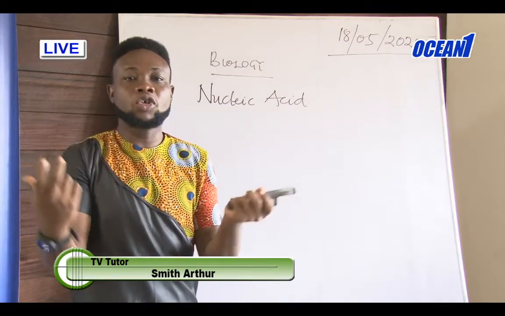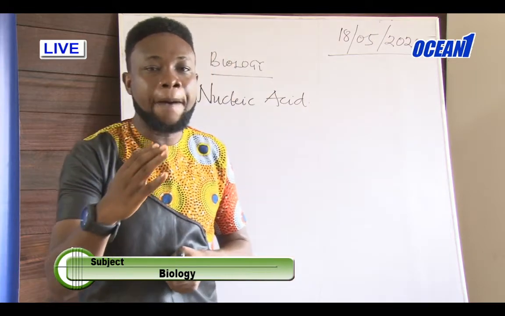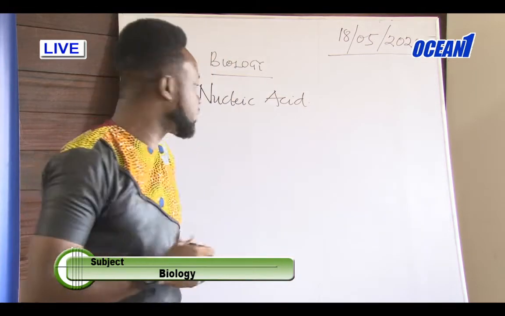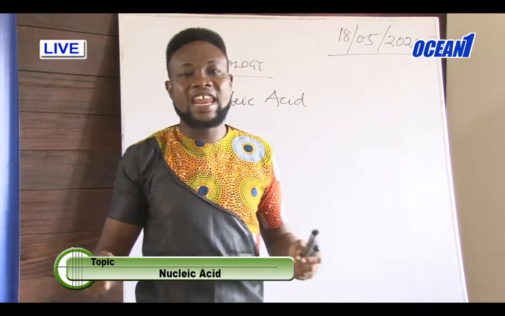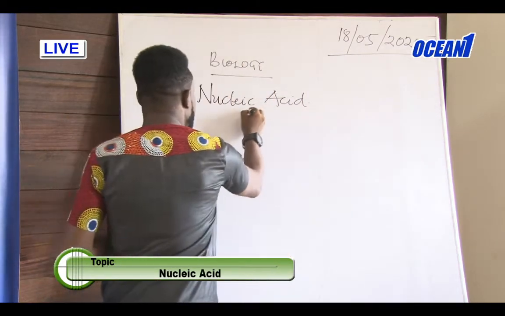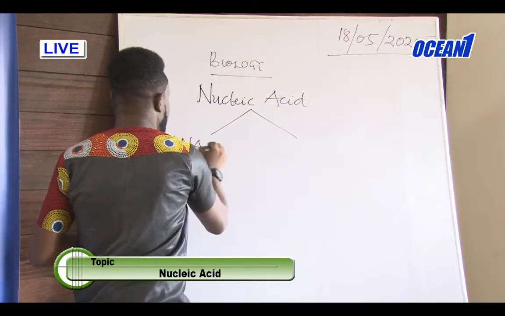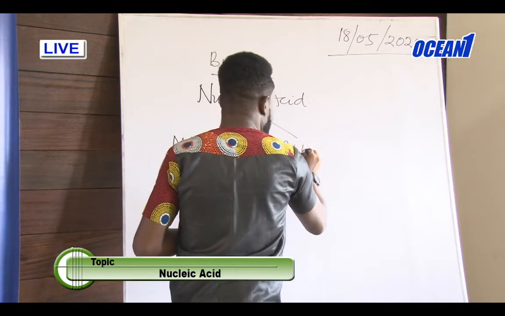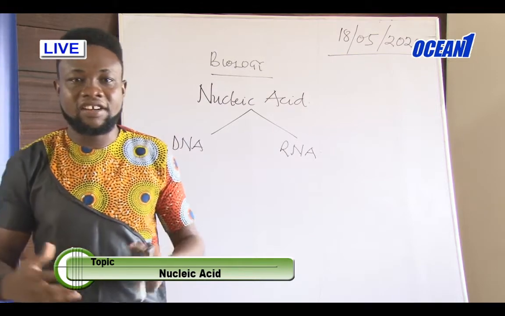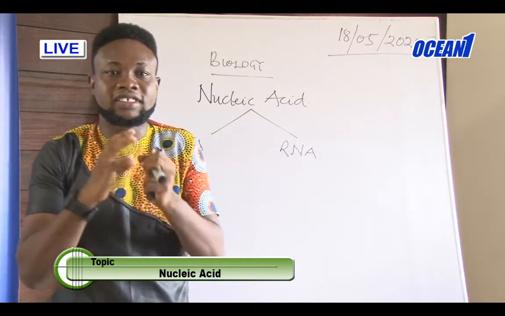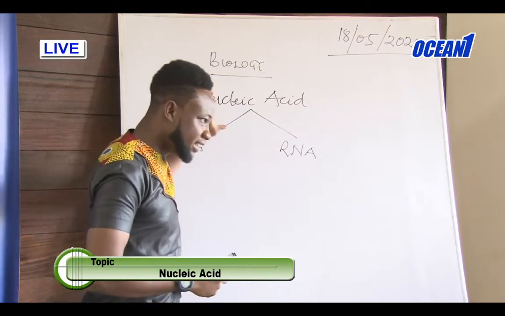Now, when you talk about nucleic acid, a nucleic acid is a compound that is made up of two molecules. These molecules are the DNA and the RNA. So when these two molecules come together, we call them nucleic acid.